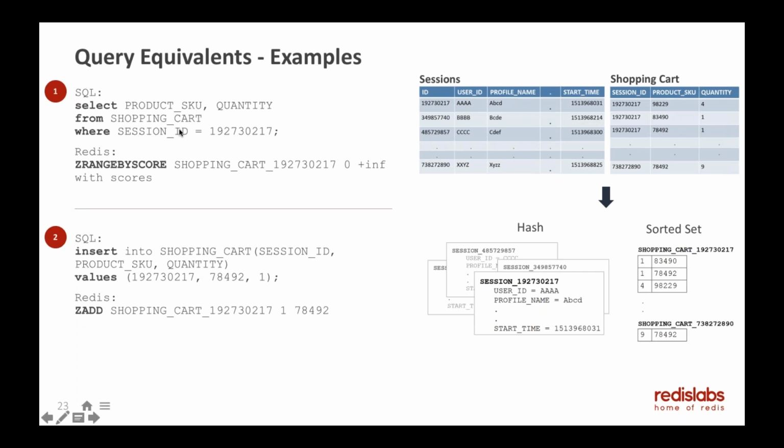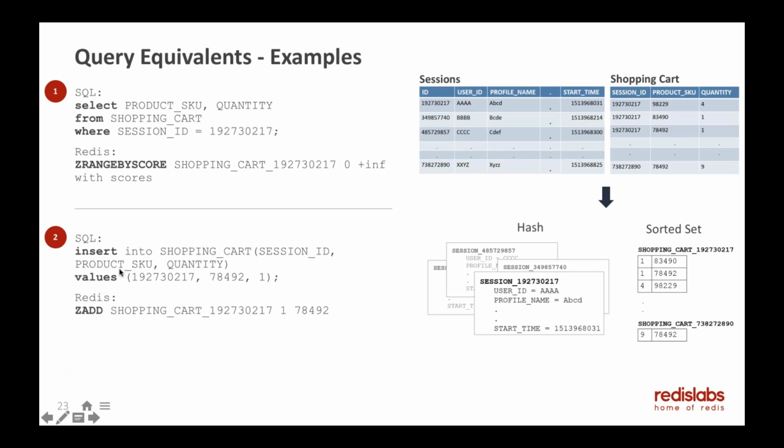Select product SKU, quantity from shopping cart for a given session. Here it's very easy. You just need the product SKU and quantity. So you have that information in the sorted set. All you have to do is run ZRANGEBYSCORE, and I'm fetching all the elements here. So I can do a ZRANGEBYSCORE with 0 to infinity with scores. So that's one thing. Or if you have a lot of items, if you have millions of items, you can use a command called ZSCAN. We don't recommend that you should use ZRANGEBYSCORE if you have a lot of items. Now, ZRANGEBYSCORE works really well if you have a small set of items.